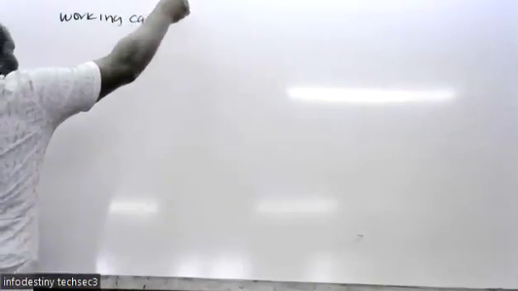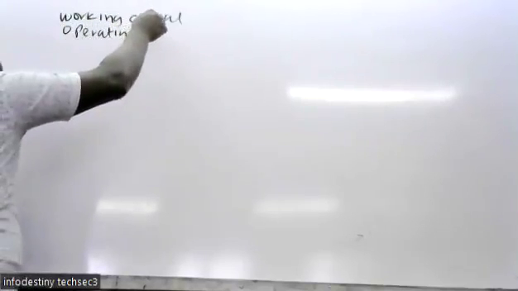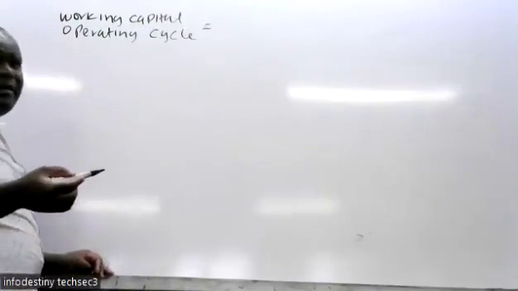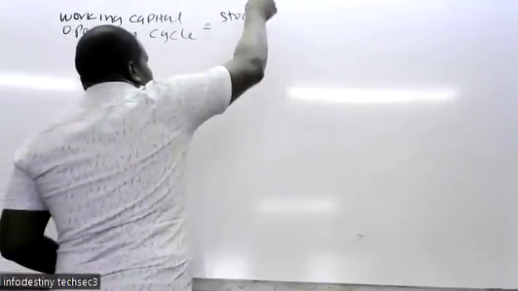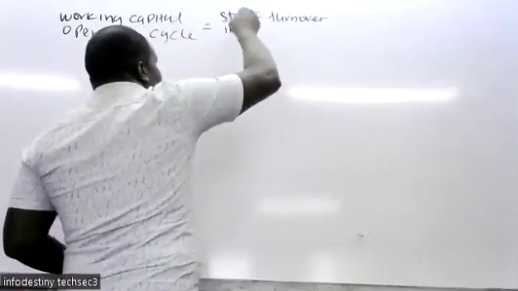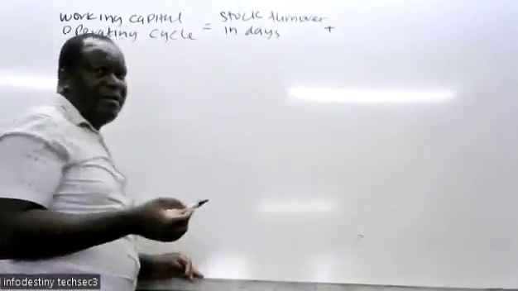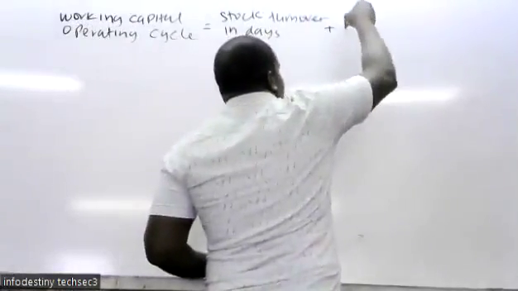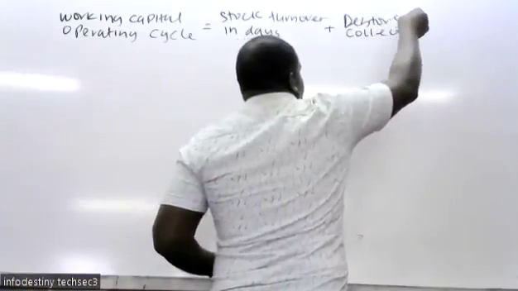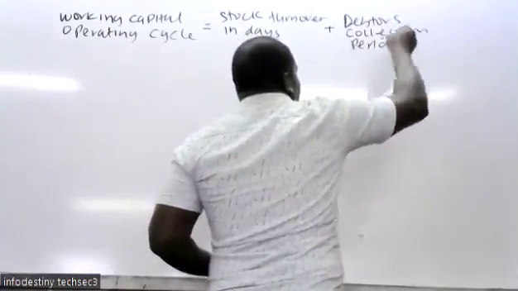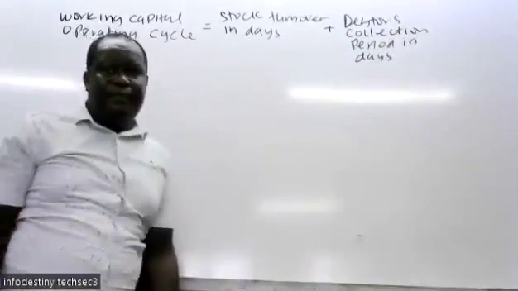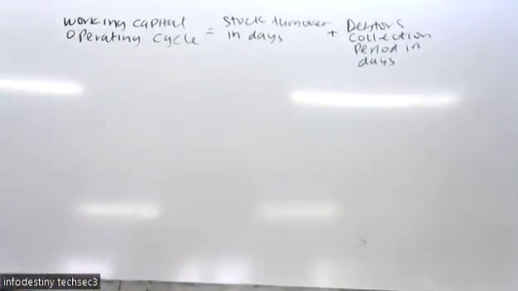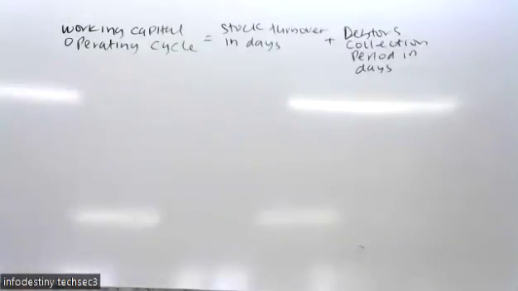So the working capital operating cycle is given by the stock turnover in days, then you add the debtors collection period in days.